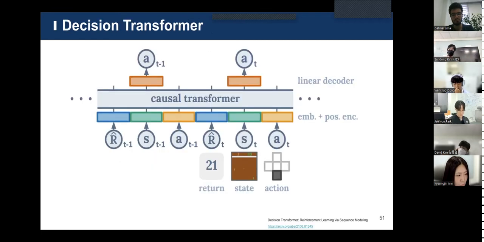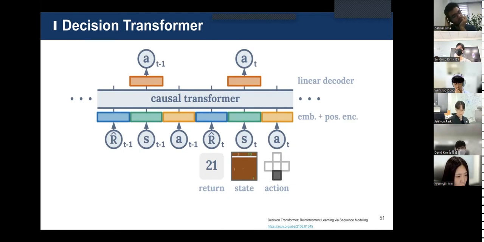So the next part is about decision transformers. I'm sure everyone here has probably heard of transformers. Transformers are usually used for sequence modeling in NLP, but in recent years, it's been used for other stuff as well, like vision transformer. So now we have a new kind of transformer called decision transformer that tries to tackle the reinforcement learning problem using transformers.